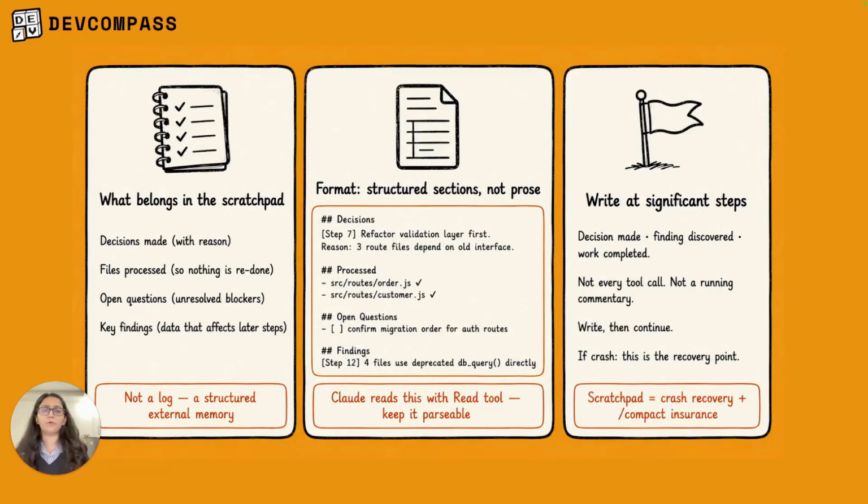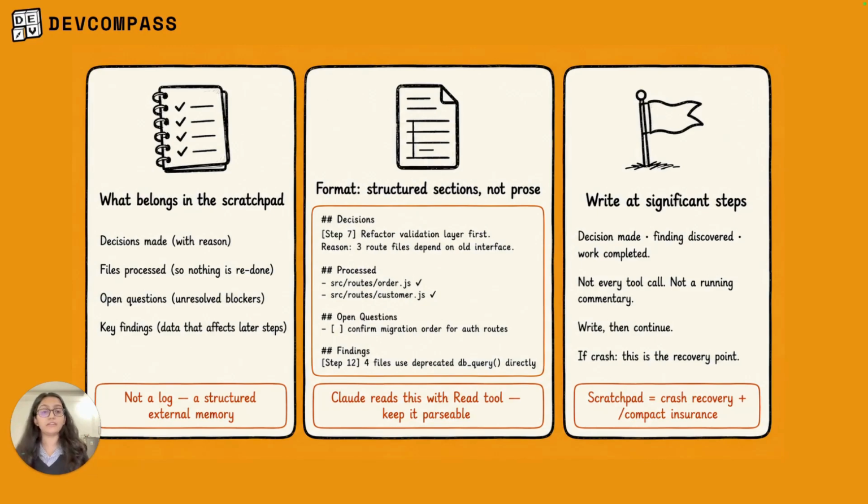Okay, so Scratchpad files, again, what they are, when to write them. We will look at both Scratchpad files and /compact one by one. First, what to write to the Scratchpad. You don't have to write everything. This Scratchpad is not a log. It's a structured external memory for the specific things that Claude will need to recall later and that would otherwise get buried. For example, decisions made.